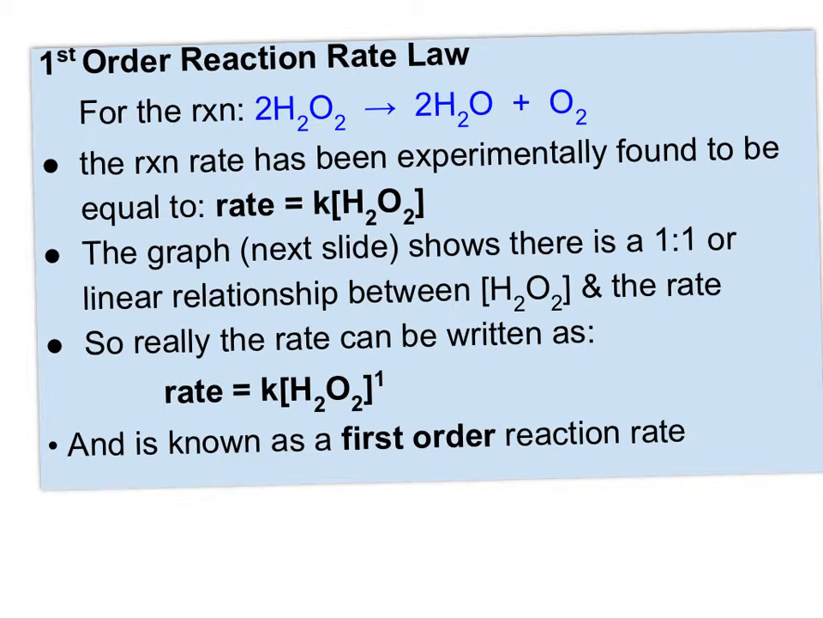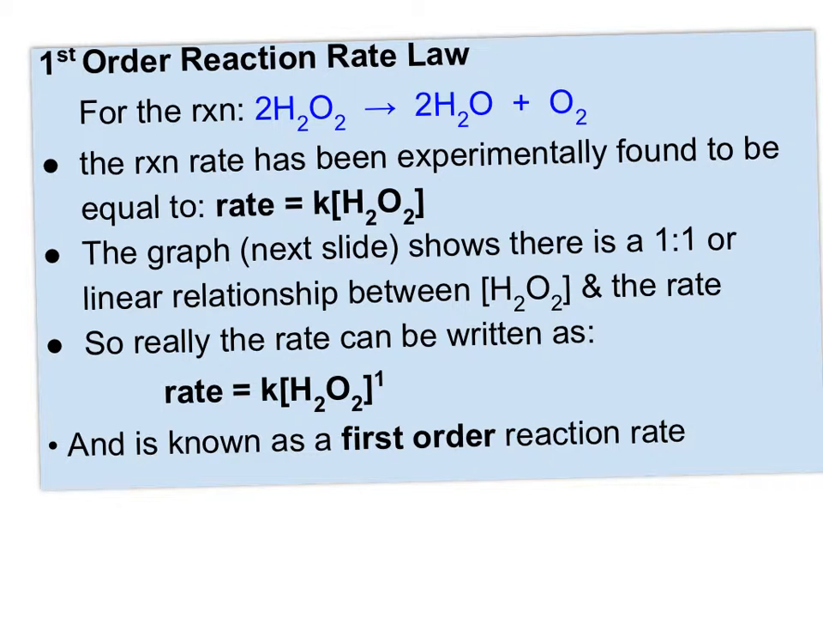So first order reaction rate law, an example of this would be if we looked at the reaction of hydrogen peroxide decomposing into water and oxygen. The reaction rate has been experimentally found to be equal to K times the concentration of H2O2. And on the next slide, I have a graph, and you can see there's a linear relationship between the concentration of peroxide and the rate. So it's a 1-to-1 or linear relationship.